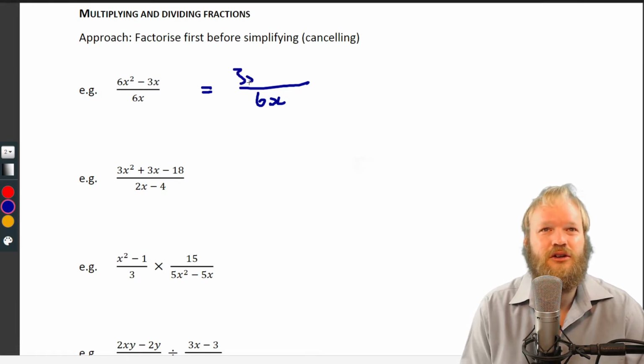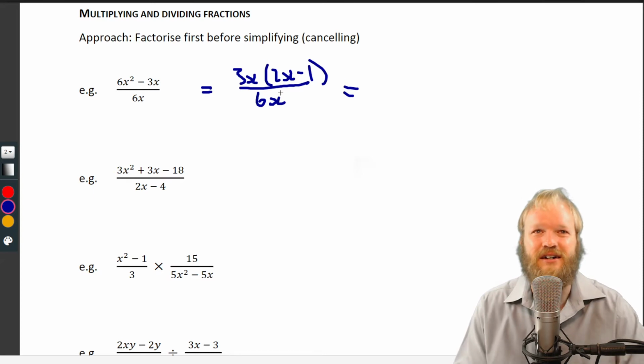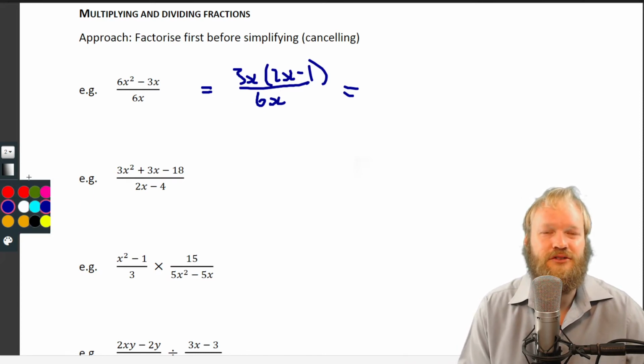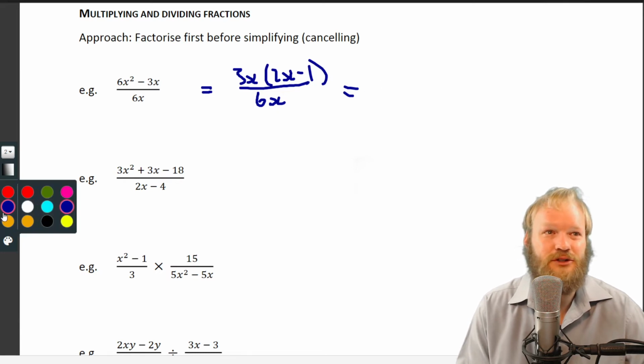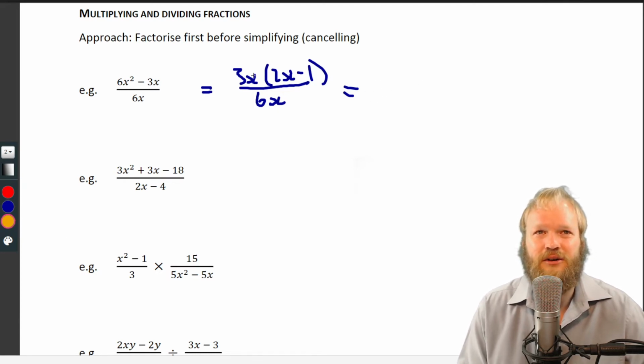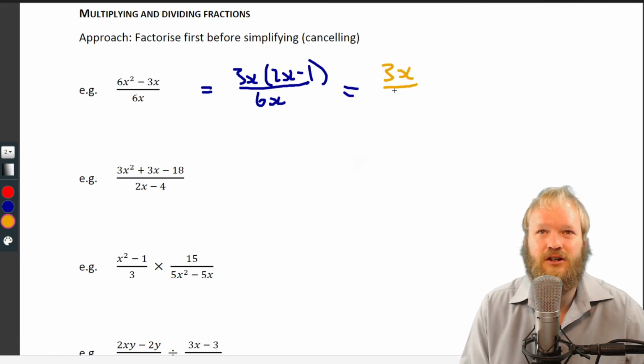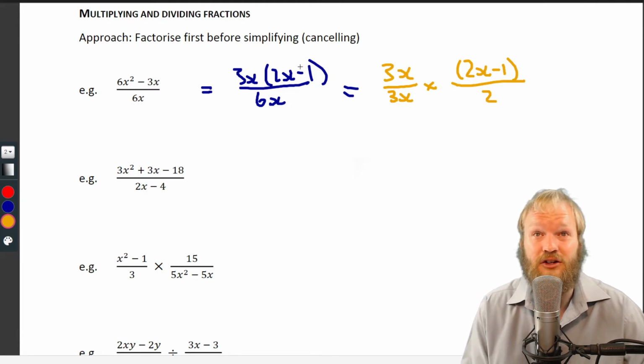We've just done a whole lot of factorization, right? So there's a common factor of 3x, that goes in there, 2x minus 1 times, equals, and then we do that cancelling idea. What we're doing when we're cancelling, by the way, I'm going to show this in-between step. This is 3x over 3x times 2x minus 1 over 2. If we multiplied denominators, we'd get this; if we multiplied numerators, we'd get the numerator.